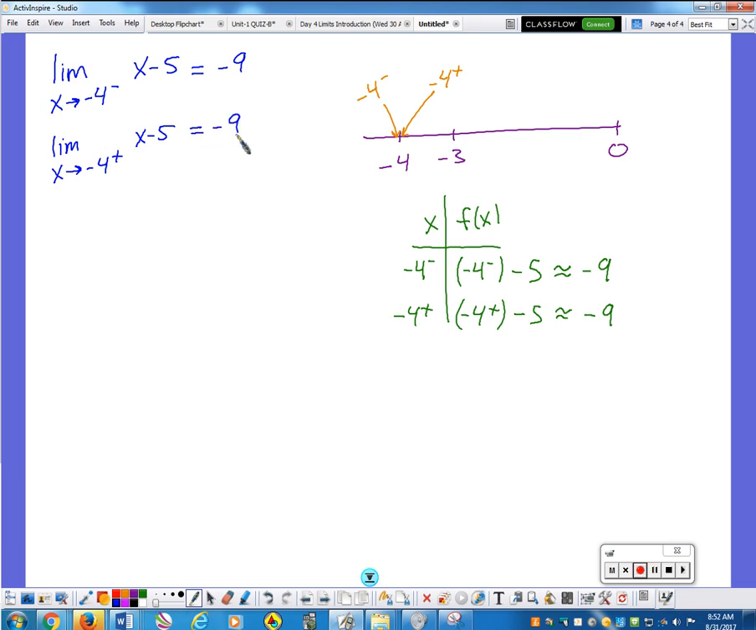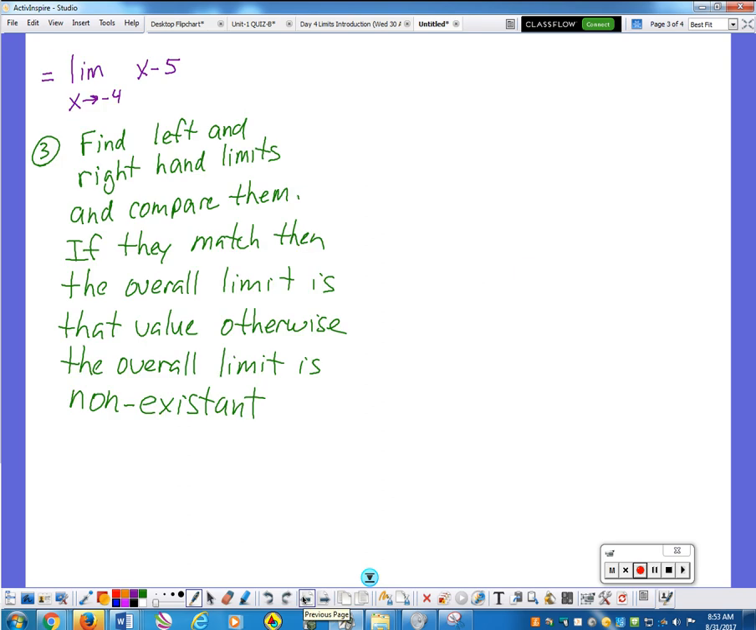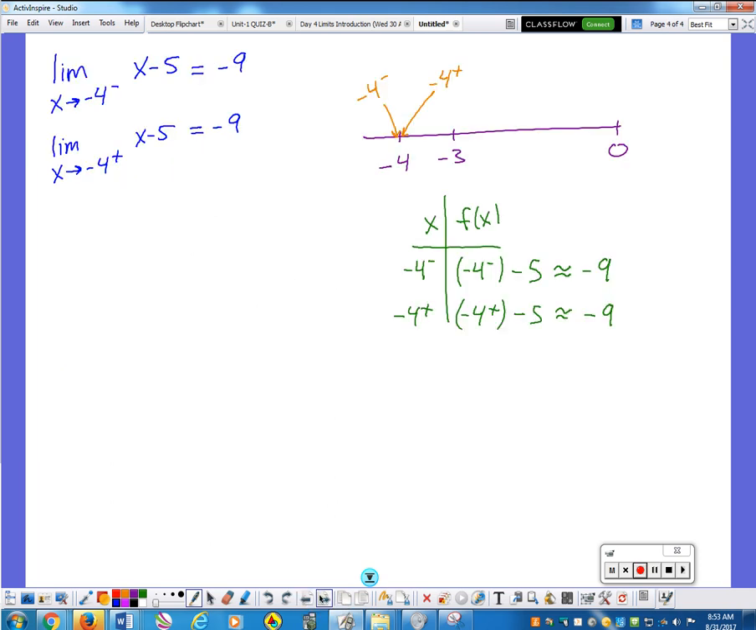Follow-up questions from anyone? Please, Jake. Will the right hand and left hand always have the same number? Awesome question. So back here in our notes, that's why I had you write that otherwise the limit is non-existent. So in this example, they match. And so that means the overall limit's going to be -9 as well. But you will encounter problems. It's actually quite common. Maybe 25% of the time, they'll give you a problem where the limit is non-existent. So left and right don't have to match.